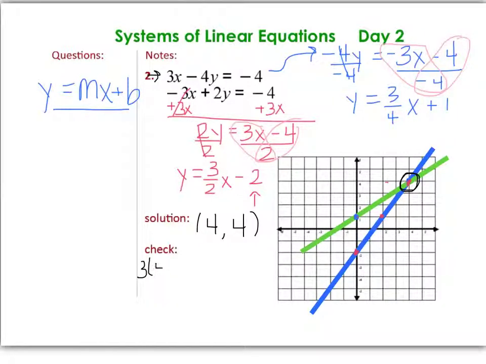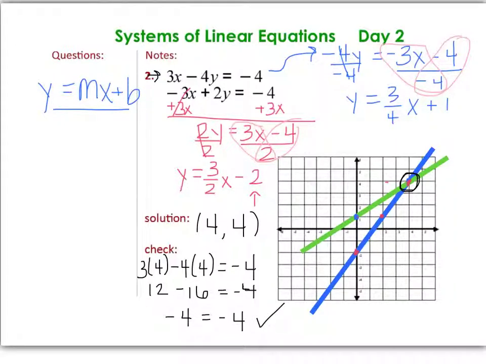3 times 4 minus 4 times 4 equals -4. Well, 3 times 4 is 12, minus 4 times 4 is 16, equals -4. Well, 12 minus 16 does in fact give me -4, and -4 equals -4. Check. We are all good to go. So these are about as complex as you'll see your systems problems.